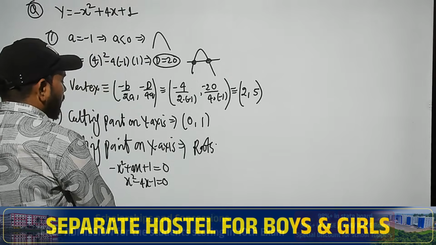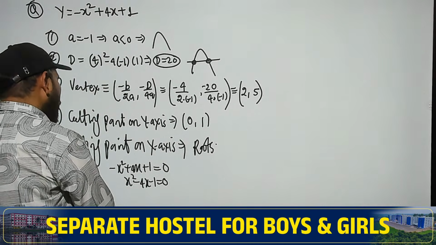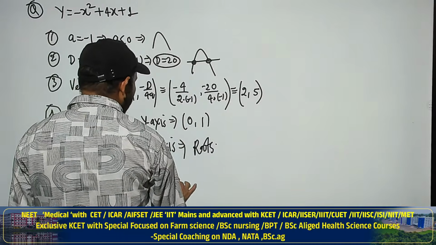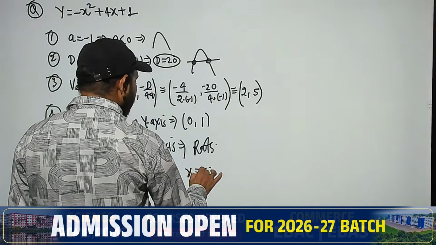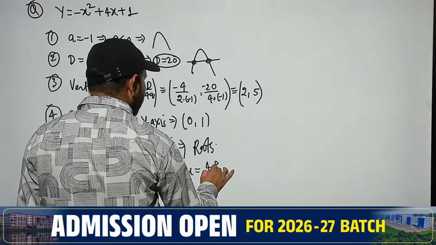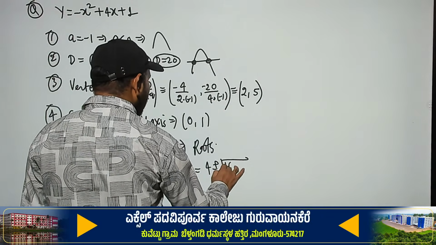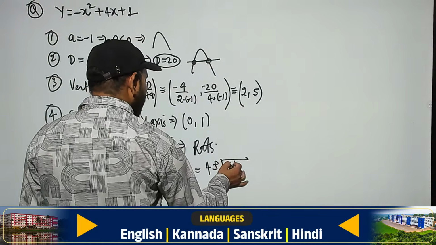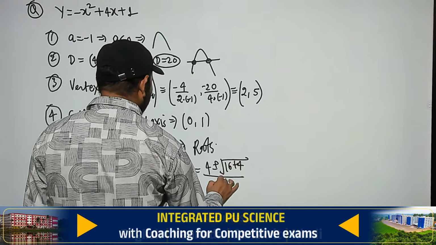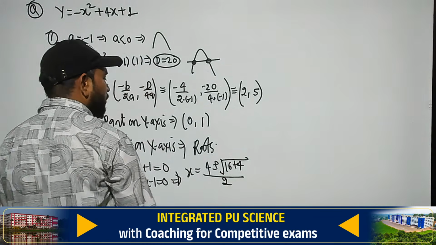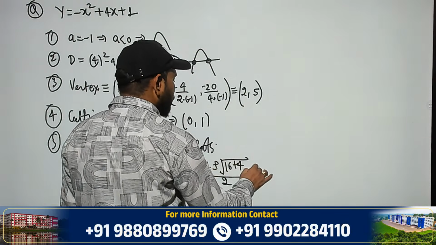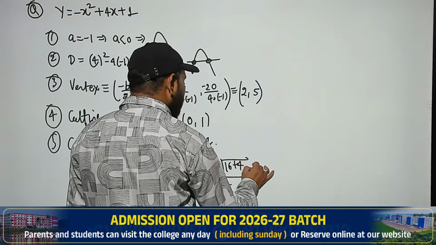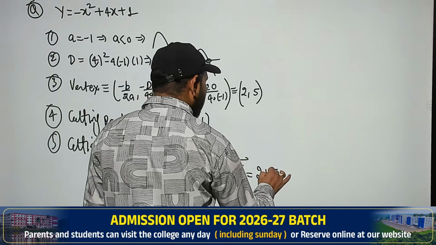I think factorization is not possible, so what will I do? I will apply the Dharmachari formula. Then x is equal to minus b, which is 4, plus minus under root of b square, which is 16, minus 4 into 1 into 1, divided by 2. So that is 20. 20 means 4 outside, means 2 outside. So 2 plus and minus, and what remains inside is root 5.